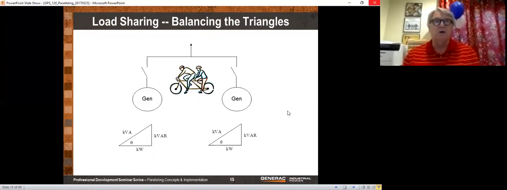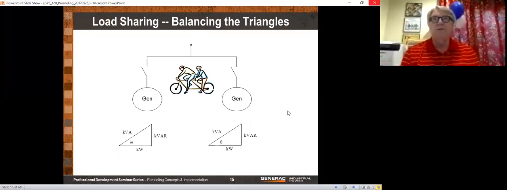So each of the generators will be loaded to the same percent, even though they may be different ratings. Now, we also have to balance the kilovars. And the way we balance the kilovars is with the paralleling voltage regulator. So they're going to balance the voltage such that each of those generators is producing the same amount of kilovars.